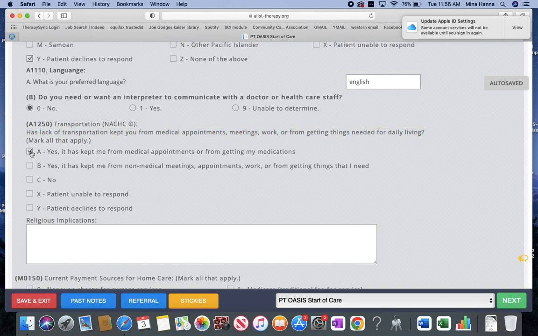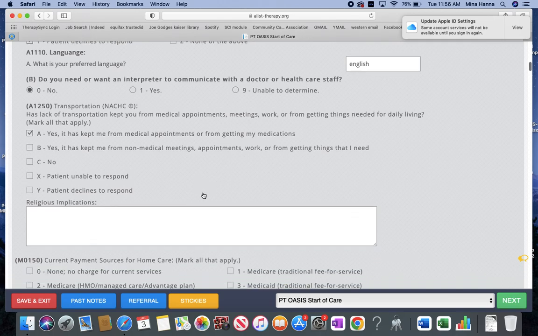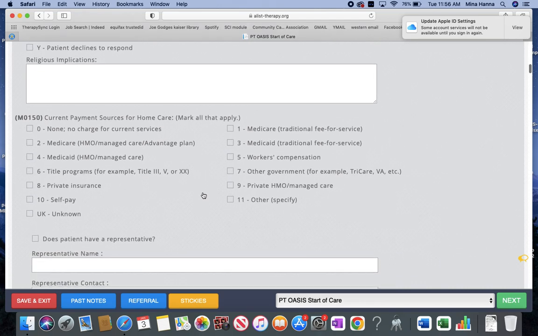Yes, transportation is an issue, and that's why I can't go to outpatient. I don't drive anymore and I have to rely on Uber. So in this example, yes, it's kept me from medical appointments or from getting my medical attention as far as transportation because they can't drive a car.